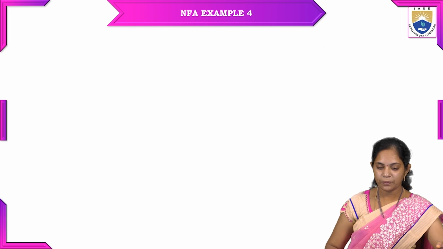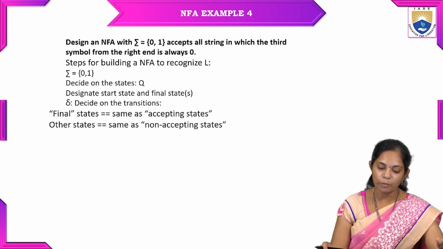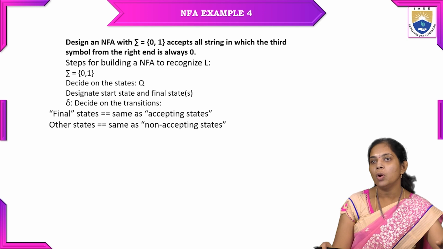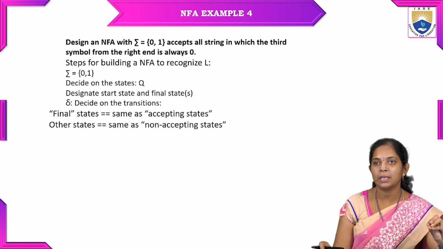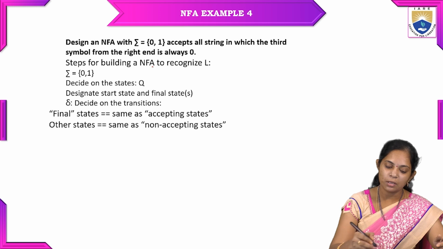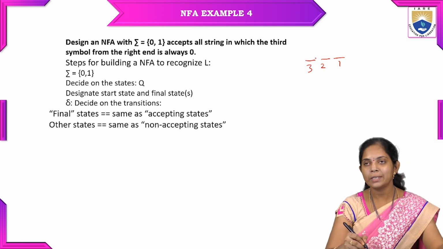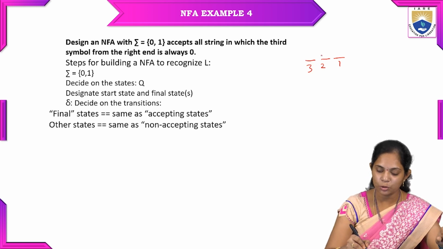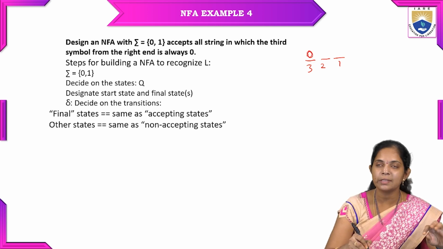And next example. Design an NFA with the input symbols 0, 1, that accepts all strings in which the third symbol from the right-hand side is always 0. For the third symbol from the right, there is a limitation on how many symbols are required here; we'll see. Let's draw 1, 2 and the third symbol. The third symbol from the right should always be 0. There is a limitation that this 0 should be in the third position.